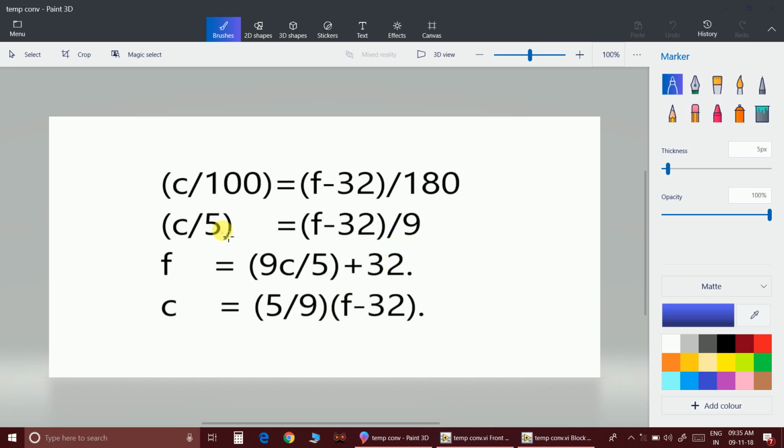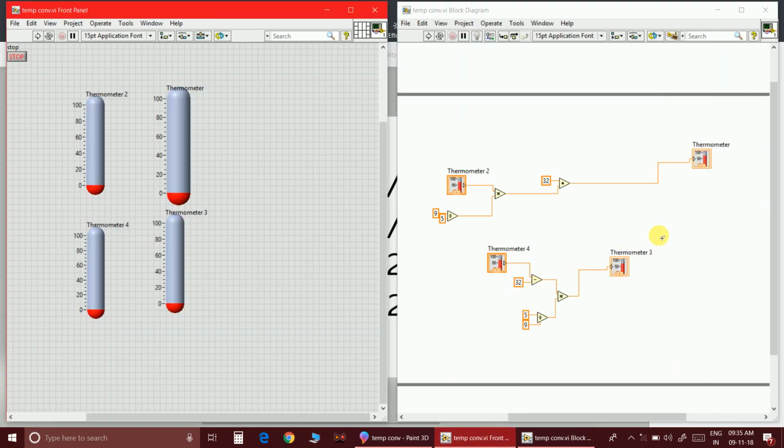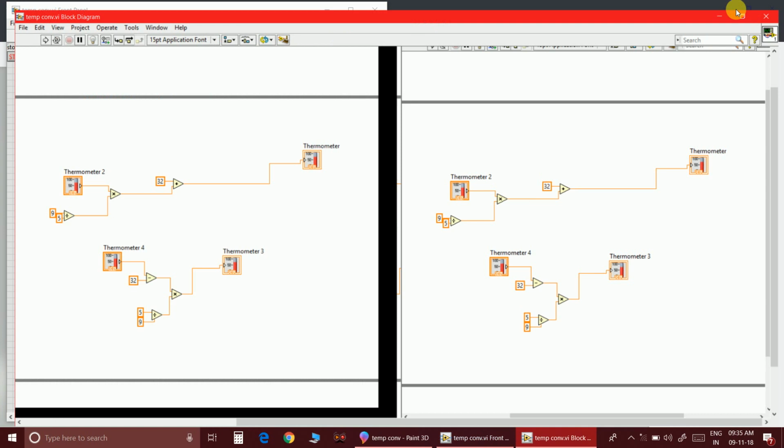Similarly, from this equation, if Fahrenheit is the input, then the temperature obtained in Celsius scale is 5 by 9 times F minus 32. By knowing these two equations, you can design the temperature conversion circuit in LabVIEW. And here I designed it before to reduce the time.